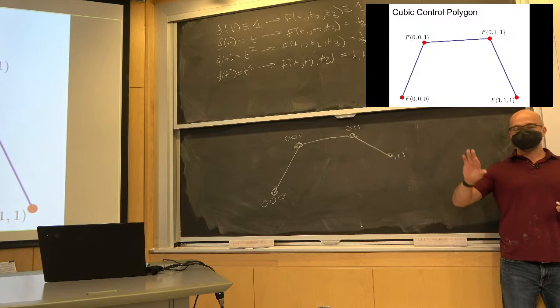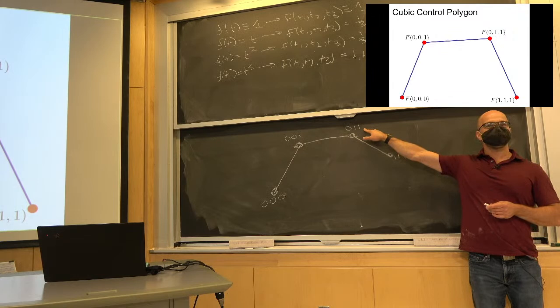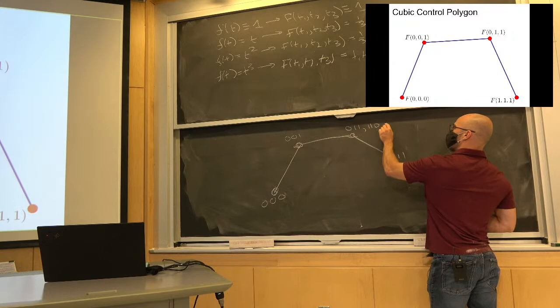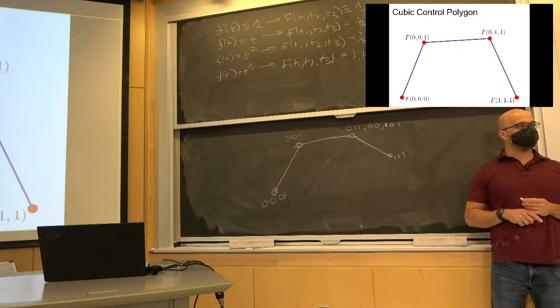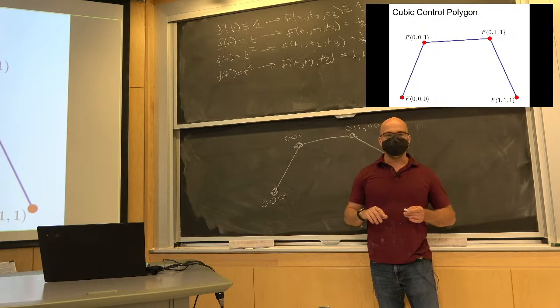So for instance, could somebody give me an alternative label for this point here? 110, yeah, 110 or 101, right? And all of those will give me the same point by the symmetric property. Similarly for this guy over here. So in general, it's perfectly fine to keep them in sorted order, because it doesn't really matter in our picture. Okay, so now let's derive the de Casteljau algorithm.